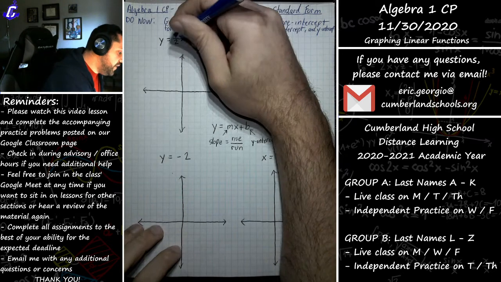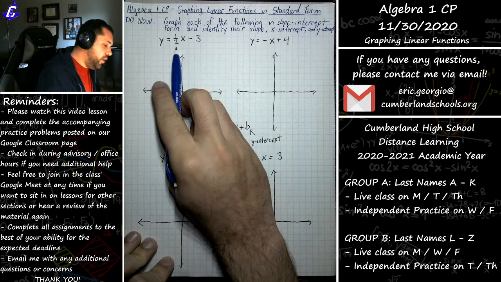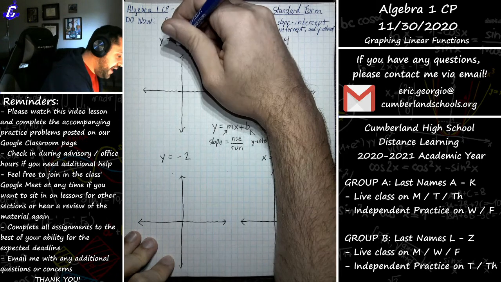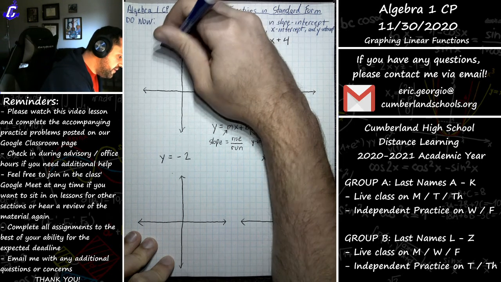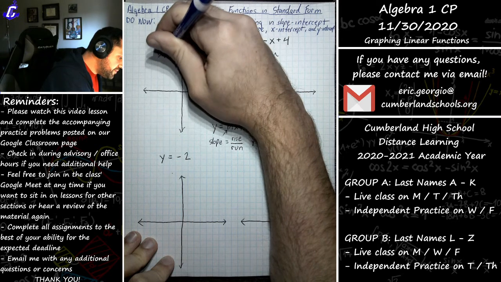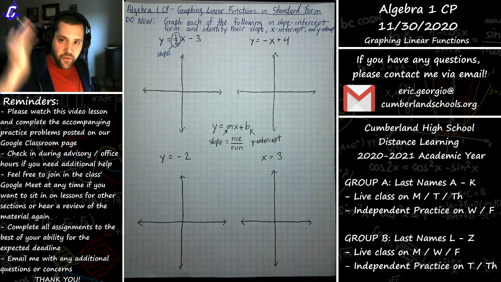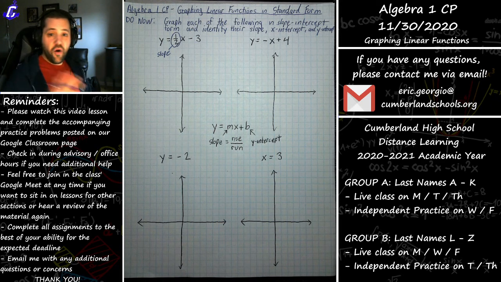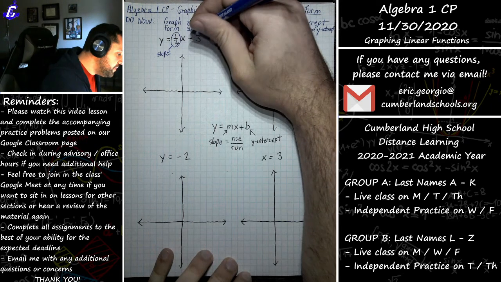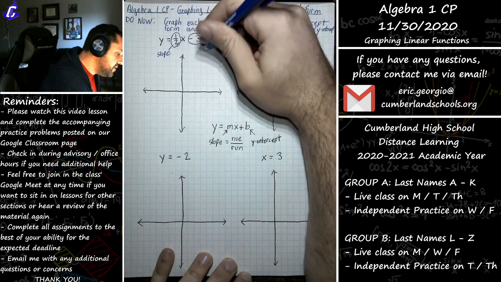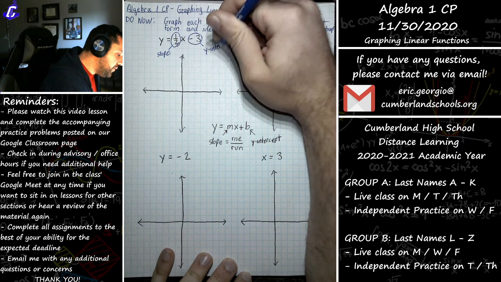So in this first function, I would say, well, this 1/2 occupies the position of m. So that right there must be my slope. And again, that's rise over run, so that would be a rise of 1, or vertical change of 1, over a horizontal change, a run of 2. And this would be my y-intercept of -3.